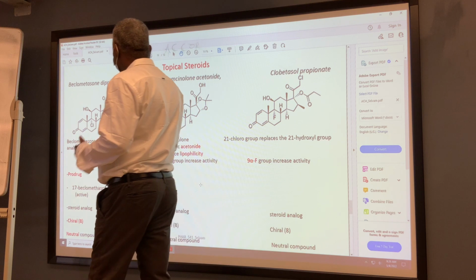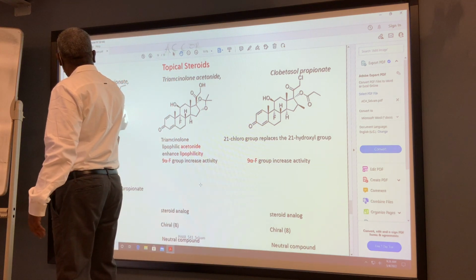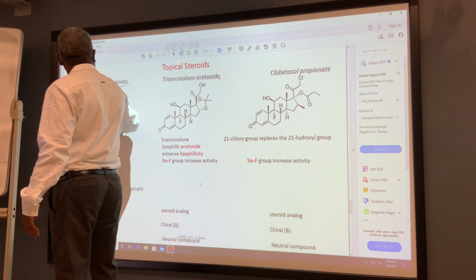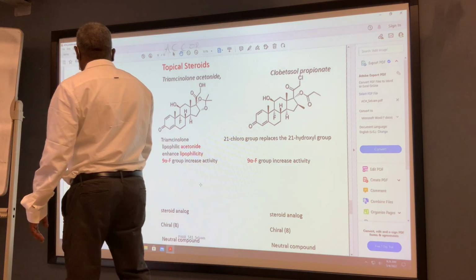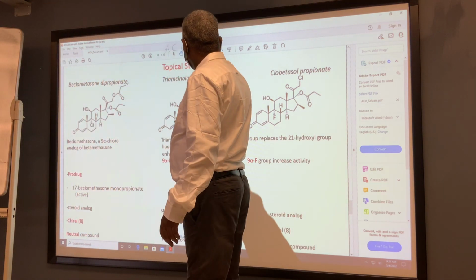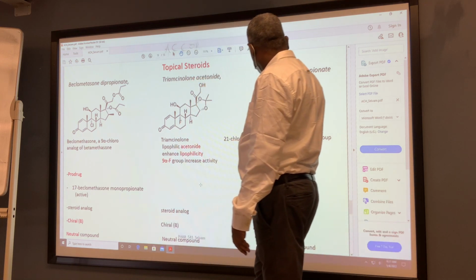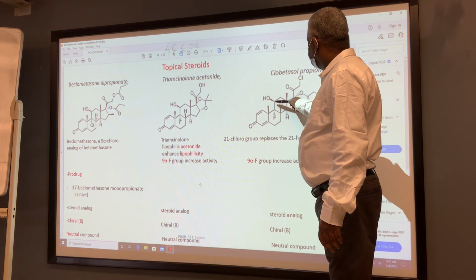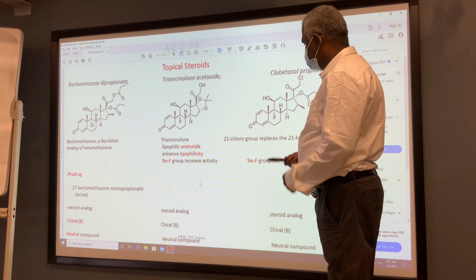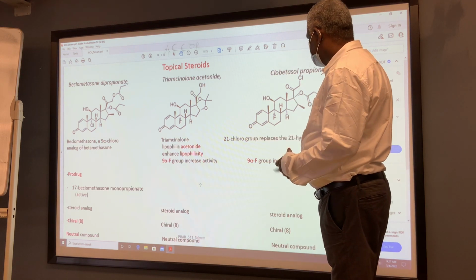And chirality, we have 1, 2, 3, 4, 5, 6, 7 and 8 chiral centers. And this also has 8 chiral centers. Here also 8 chiral centers. And all are neutral.